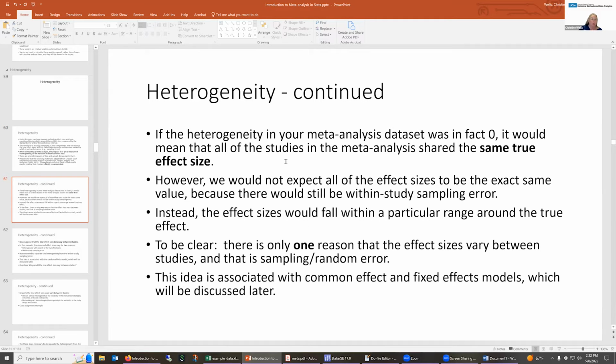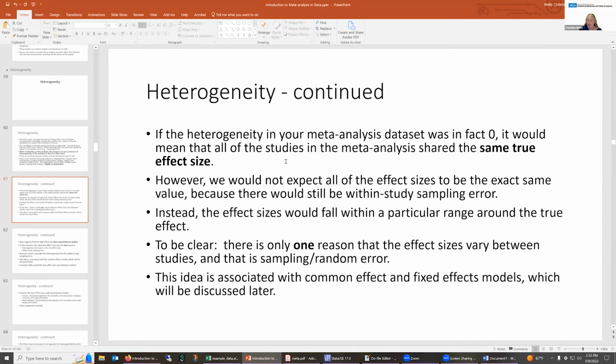All right. We are not going to go through all the different calculations for this, but I am going to go through some definitions. Okay. So if the heterogeneity was in fact 0, that would mean that all of the studies in your meta-analysis shared the same true effect size. All right. But of course, they wouldn't all be the same number because there's that spurious stuff, that sampling error stuff. And so that's going to mean that the numbers aren't exactly the same.